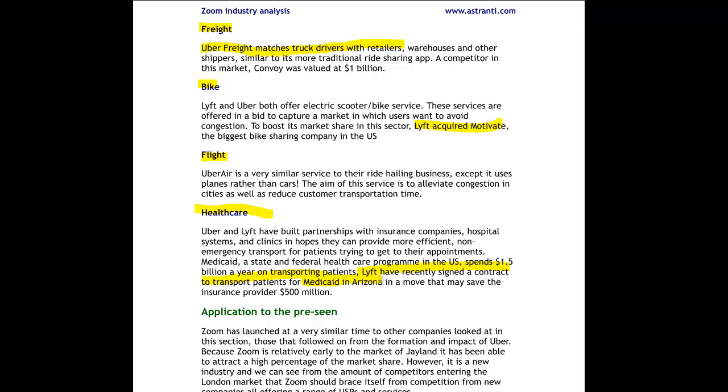So, there we go. We've got more services that are offered by ride-sharing companies. But what does it all mean? What's the purpose of this?